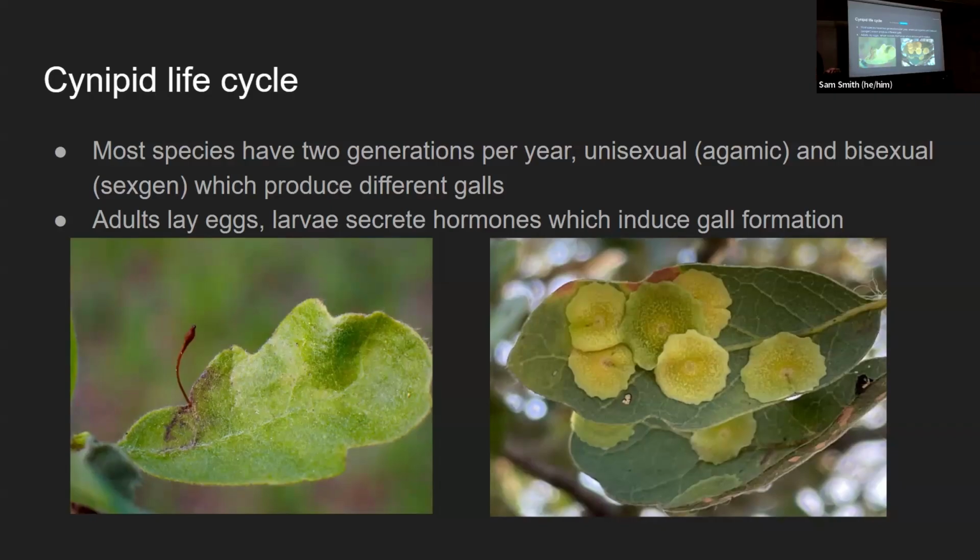The adults lay eggs with an ovipositor, which is actually one of the defining features of wasps in general. If you think of a yellow jacket, your typical wasp, that's actually just an adapted ovipositor. So all wasps have some kind of ovipositor. They don't all use them to lay eggs, but that's their original function. After the eggs are laid into the plant tissue, the larvae secrete a hormone which induces gall formation.